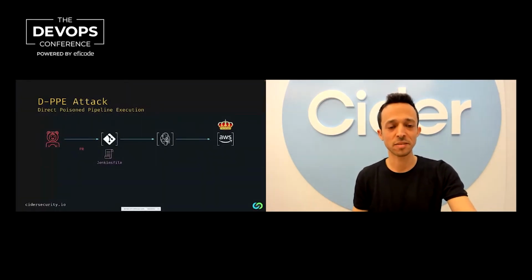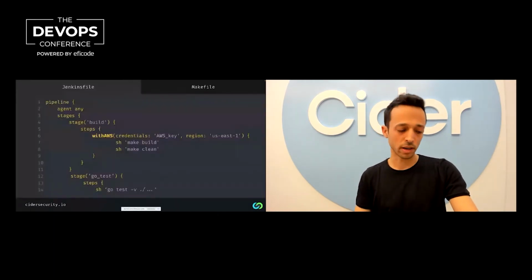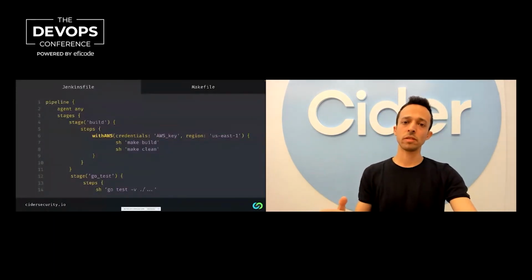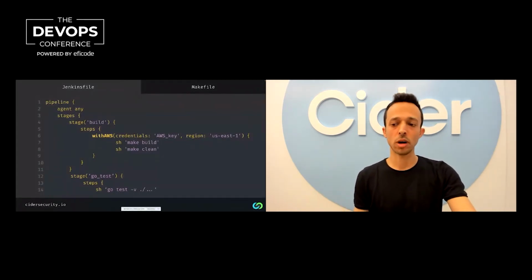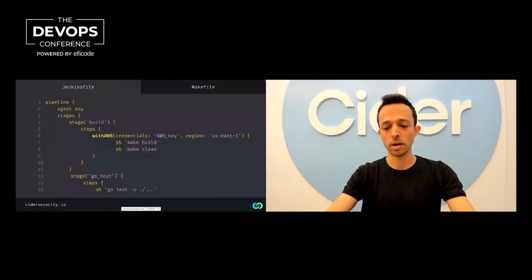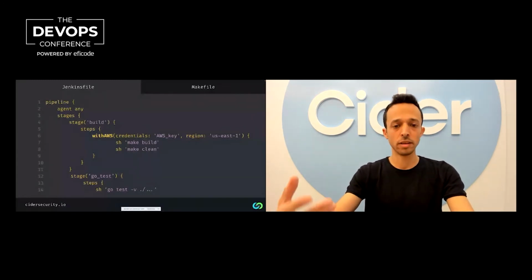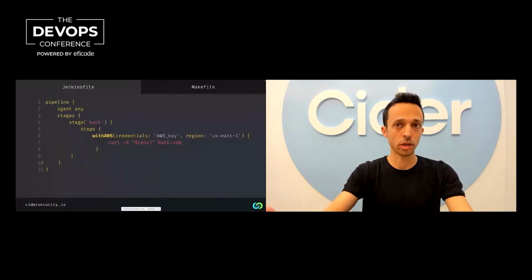Let's see it. So this is our Jenkinsfile. You can see here the different stages. There is the build stage and the test stage. And inside the build stage, there are AWS credentials stored on Jenkins, which are loaded into memory at runtime and are stored as environment variables. And then there are some make commands that are run in the pipeline. What the attacker can do is modify this Jenkinsfile to exfiltrate these environment variables, which include the AWS credentials, to a remote server that he controls.